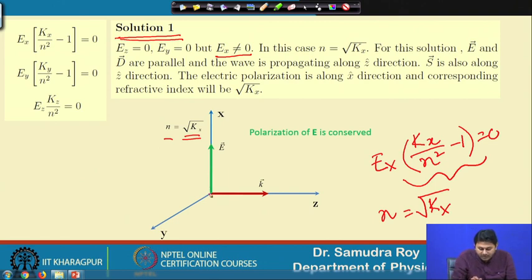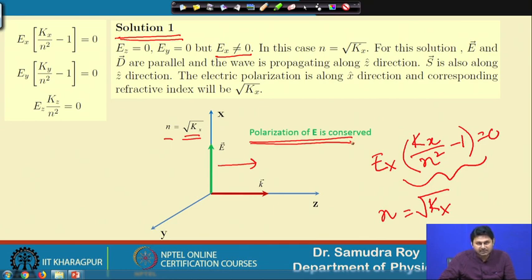So, if I launch the wave with k in the z direction, the electric field polarization will be perpendicular to this. In this case, it is in the x direction. Now it will start propagating, and the polarization of E will remain constant. There will be no change in the polarization, E will be E, that is one issue.